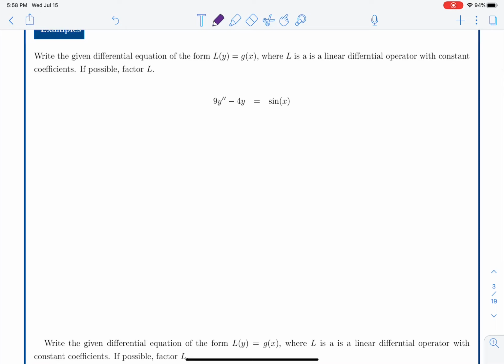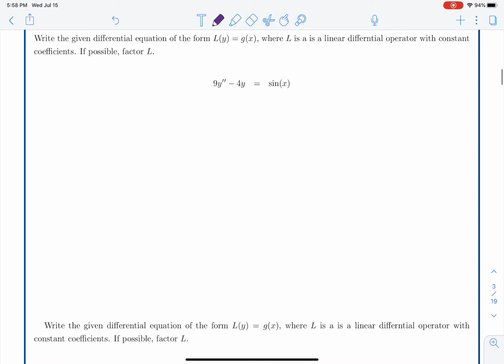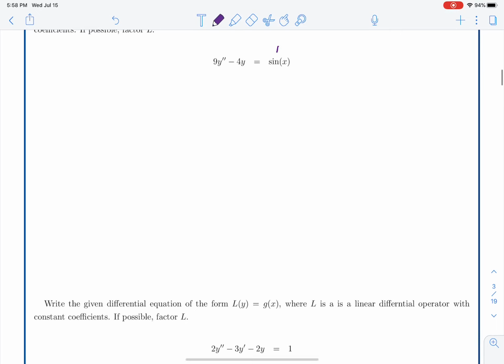So here is an example where we have to write the given differential equation of the form L of y equals g of x, where L is the linear differential operator with constant coefficients. If possible, we've got to factor L. So g of x is sine x.